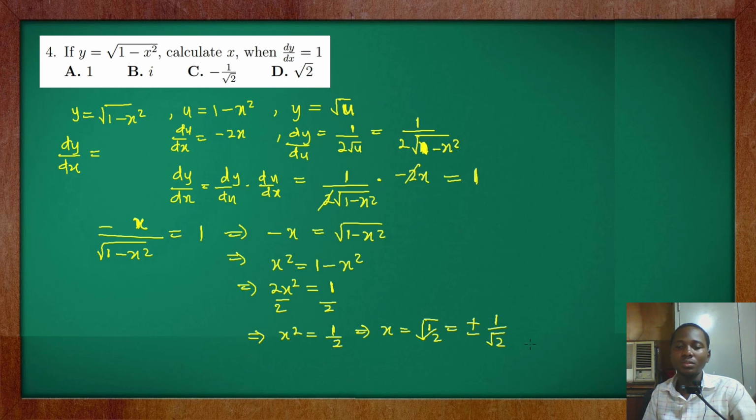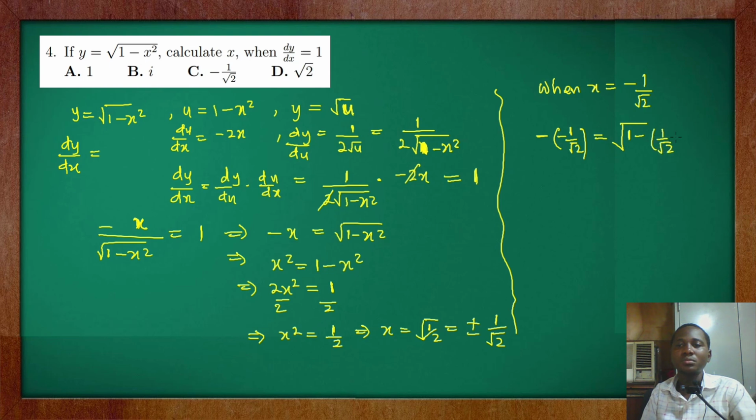Okay, so that means that we have x to be plus or minus 1 over root 2. So we have two values for x. So we need to actually test for the one that would work in this equation. So we check when our x is what? Minus 1 over root 2. So if our x is minus 1 over root 2, here we're going to have this to be what? Minus times 1 over minus 1 over root 2. Will it give us square root of 1 minus 1 over root 2 all squared?